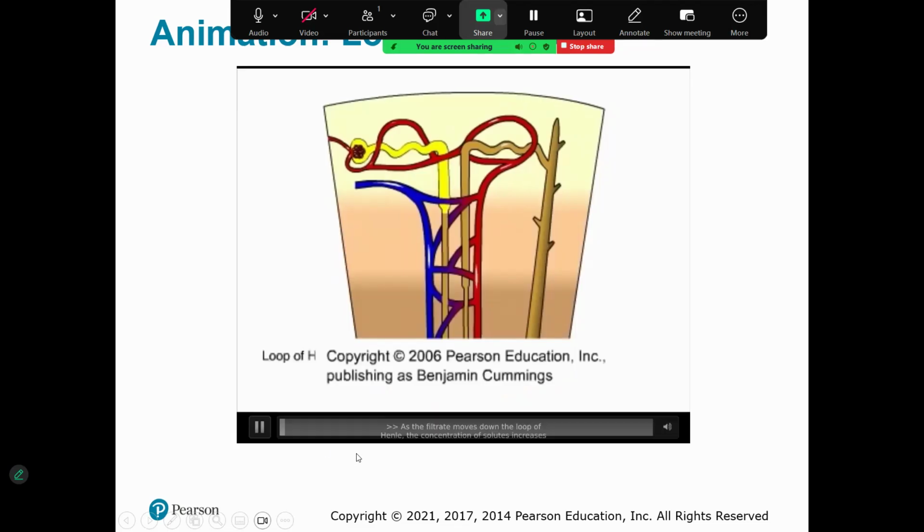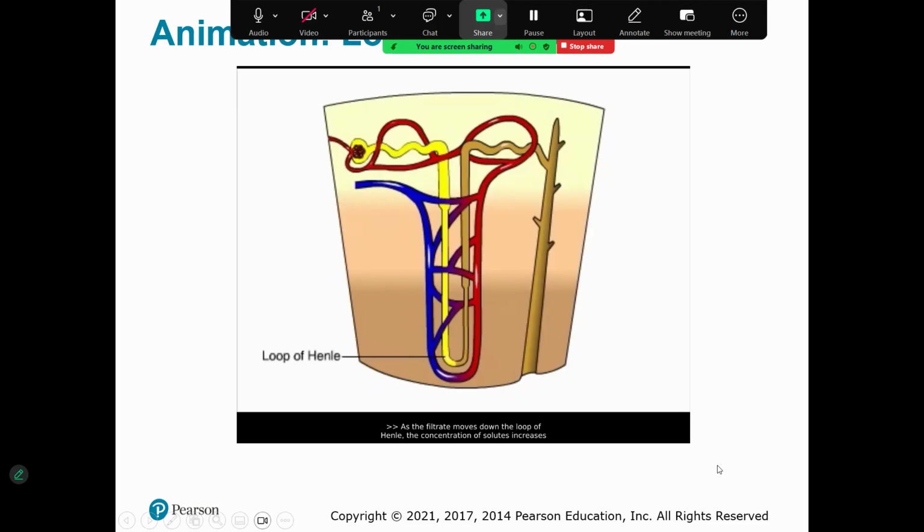As the filtrate moves down the loop of Henle, the concentration of solutes increases in the interstitial fluid surrounding the nephron tubule. Since this portion of the tubule is permeable to water, water leaves by osmosis and is reabsorbed into the blood. This concentrates the filtrate. In the ascending loop, the surrounding fluid becomes more dilute. This portion of the loop is impermeable to water but not sodium chloride. Sodium chloride diffuses out, lowering the solute concentration of the filtrate and adding to the solute concentration of the surrounding fluid. Near the top of the loop, sodium chloride is actively transported out, further diluting the filtrate.